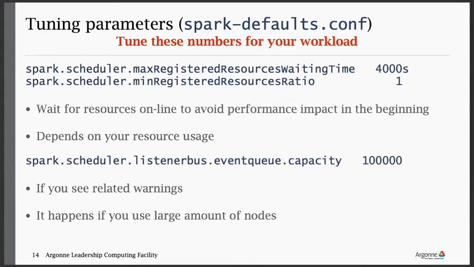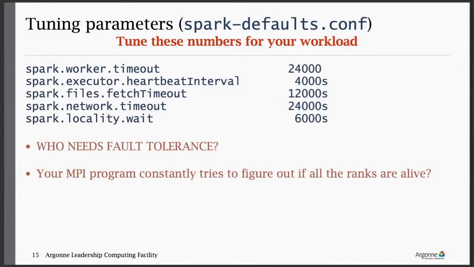Also, if you have a huge number of executors, sometimes the scheduler's listener bus event queue is not good enough; the predefined size is too small. But change it only if you see related warnings. You'll see the warnings in the log file. There are also a number of network timeout and heartbeat settings in Spark.